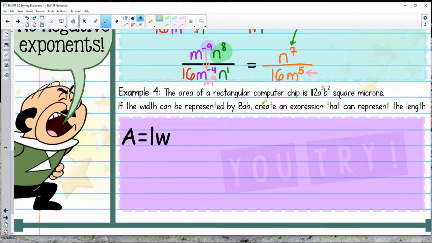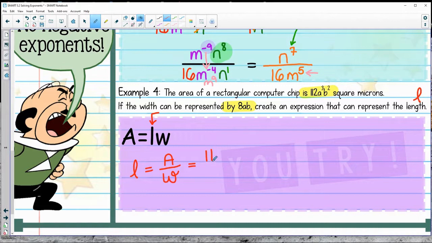So we have the area of a rectangular computer chip represented by 112 a cubed b squared square microns. If the width can be represented by 8ab, find an expression that could give me the length. Okay, so really I'm just looking for L, which is this one. So if I'm trying to find what the length is, hopefully I can see that's just the area divided by the width. So I'm just going to plug in.